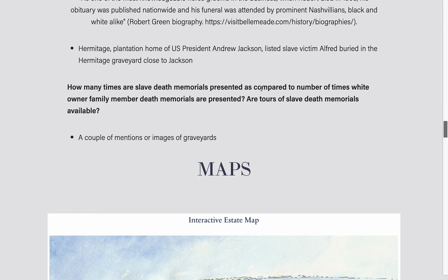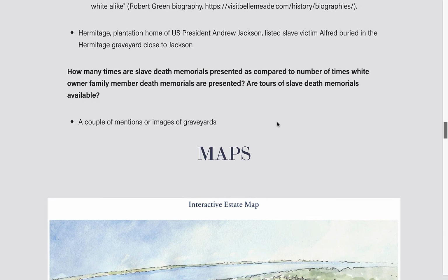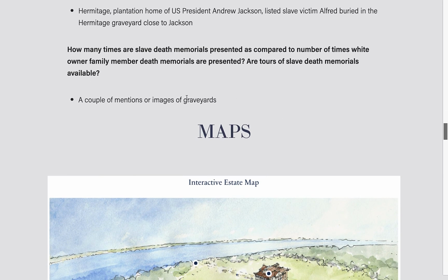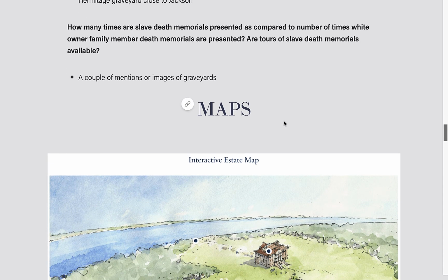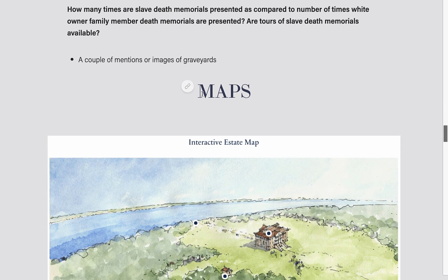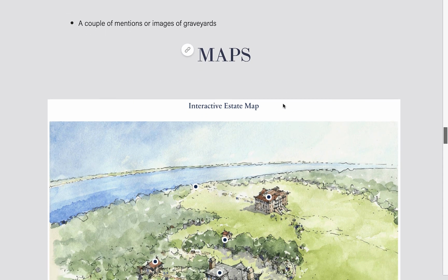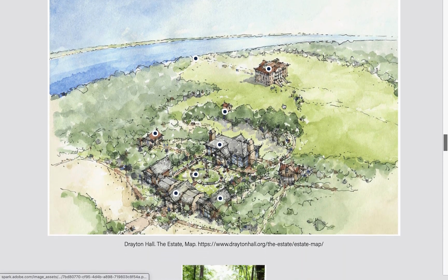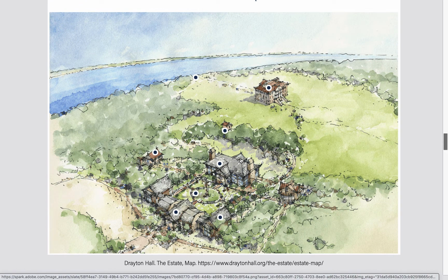So on these questions, like I said, there really weren't memorials to speak of. A few mentions or pictures of family graveyards. That's about all I found. But on the question about maps, I did find some interesting stuff. At the Drayton Hall, this is the map they have online. When I was there, the map I was given actually showed a slave cemetery, and this one does not show the slave cemetery. The slave cemetery is off over here.